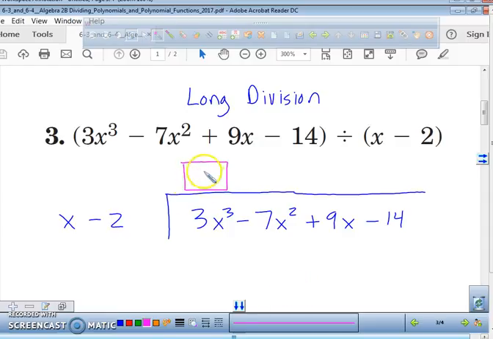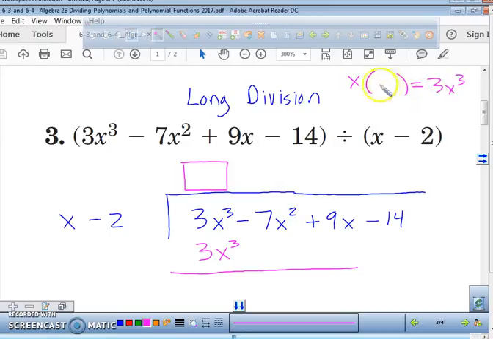We have to figure out what number right here times an x gets me to a 3x cubed. That's what you're trying to figure out. I've got an x. I've got to multiply it by the number that I'm going to put in the box, and I want to make it equal to 3x cubed. So what number would have to go right there? A 3 and an x squared. That's right. So put 3x squared right there.